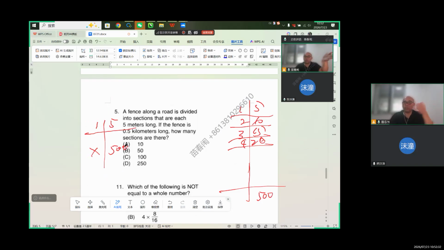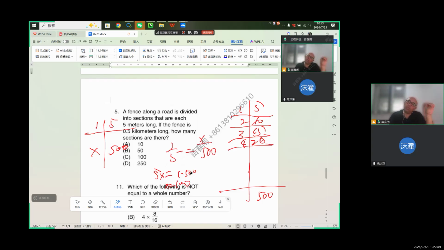You know ratio tables, right? So 1 over 5 equals x over 500. Cross-multiplying, 1 times 500 equals 5x. So x equals 100, which is 500 divided by 5. That's 100. Choosing C. Does that make sense? You don't have to do it. I'm using 30 or 40 seconds to explain. Does that make sense?